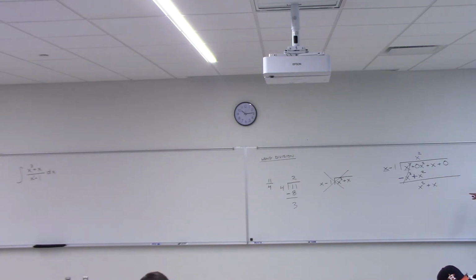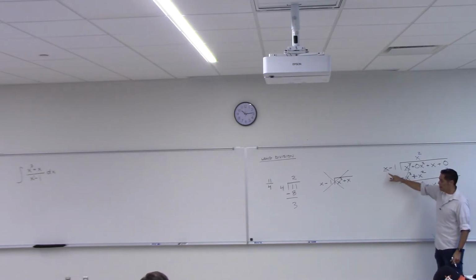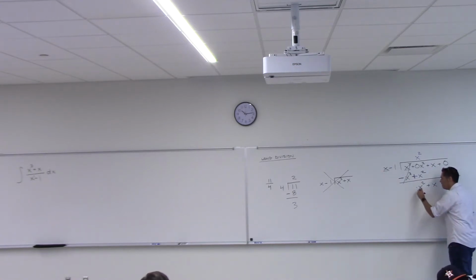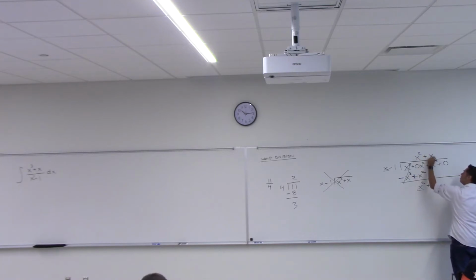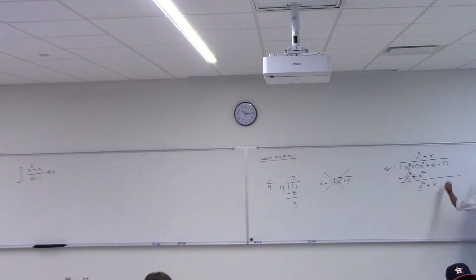I'm not done, right? I'm going to play the same game. I'm going to say, what can I multiply x by this time to get x squared? X, right? Multiply x times x, you get x squared. So now I'm going to put plus x. And then I do the same thing. I take that x and I multiply that x here. So I'm doing this times that. So I'm doing x times x minus 1. That gives me x squared minus x, right? That's what goes under here.